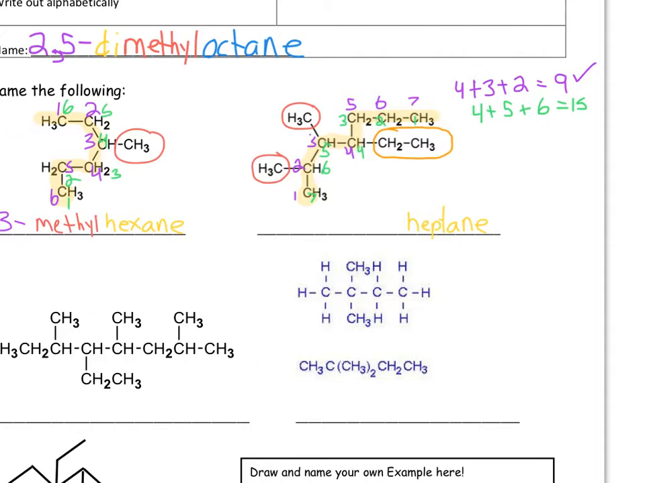So in this molecule, we have 2 methyls and 1 ethyl. Now we have to remember that we have to put that ethyl first in the name because ethyl comes before methyl alphabetically. So our ethyl group is at carbon 4, so we go 4-ethyl. And then our methyl groups are at 2,3-dimethyl, and I just squeezed it in there. So the name for this one is 4-ethyl-2,3-dimethylheptane.